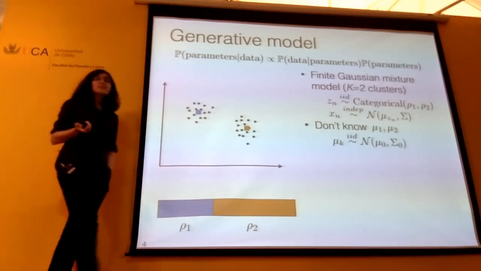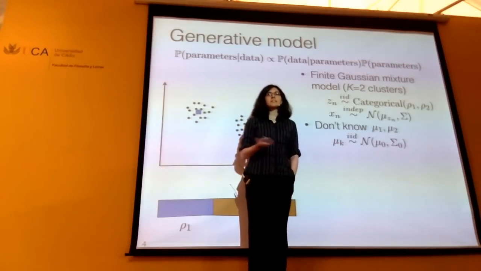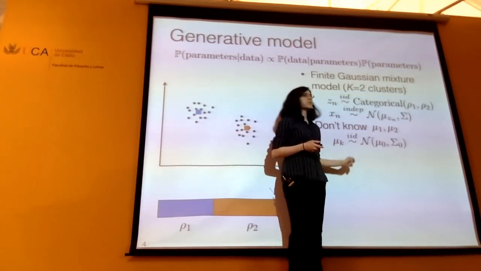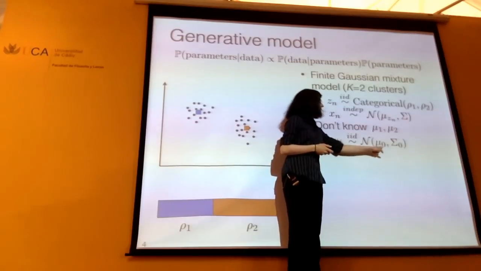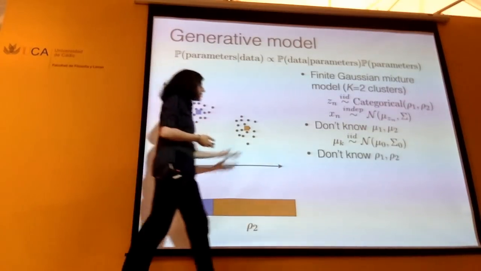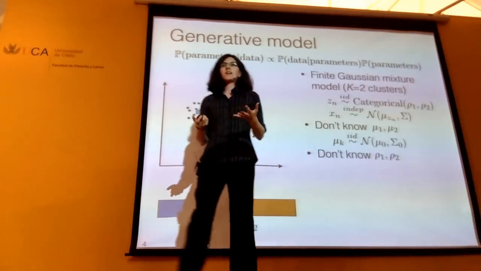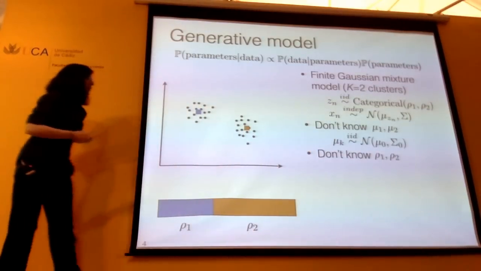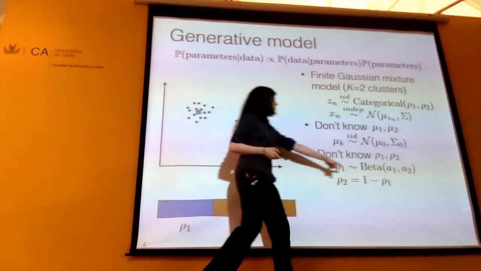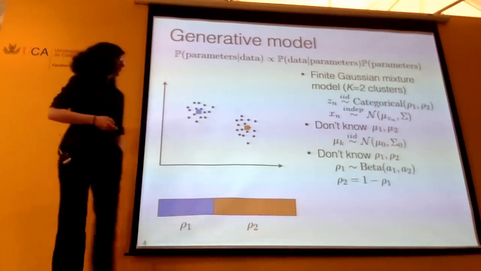A particularly convenient prior for the means, because it has a lot of nice conjugacy properties and it'll be easy to work with in practice in terms of deriving posterior calculations, would be the choice of a normal. So we have another normal with some mean and some covariance. We don't know rho 1 and rho 2. It turns out for similar conjugacy reasons, because it'll be easy for calculating, we might choose a beta distribution. The beta distribution gives you a number between 0 and 1, and then we'll just say rho 2 is 1 minus that first number.